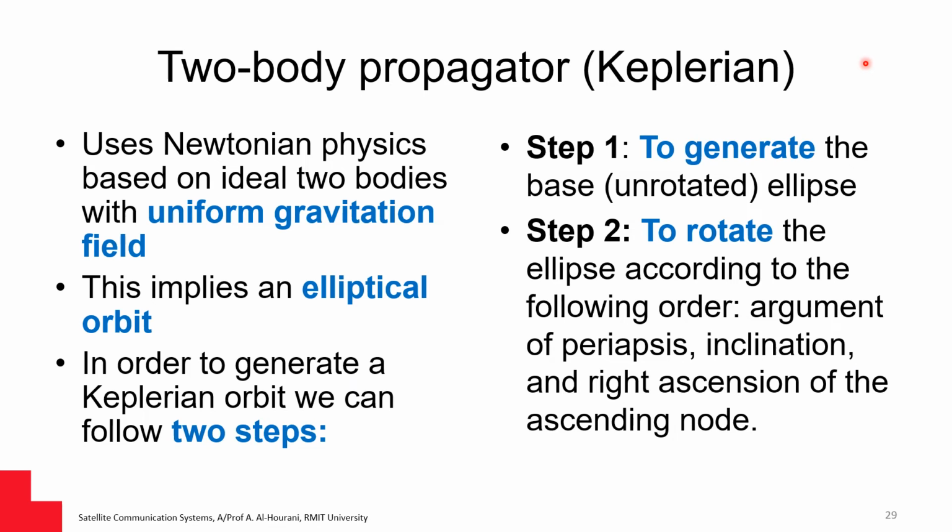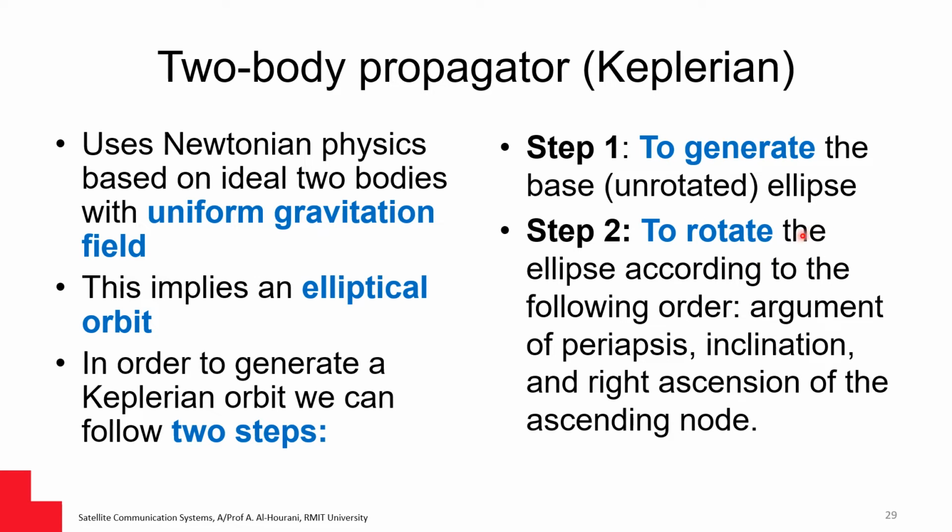The first propagator that we will look at is the two-body propagator, which is the simplest propagator, also called the Keplerian propagator. It assumes that Earth has a uniform gravitational field. It means the Earth's mass is uniformly distributed, and you can collapse the whole mass at the center of Earth. What does that mean? This is based on Kepler's observation that the orbit will be in a perfect ellipse shape. There are two steps to generate the orbit. First, you need to generate an ellipse, because we know that the orbit is an ellipse. Second, you need to rotate that ellipse.